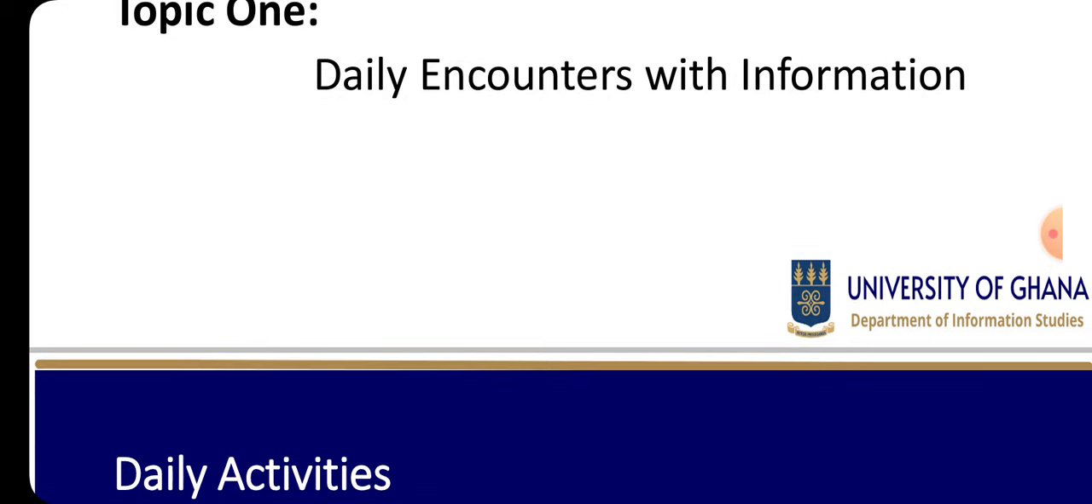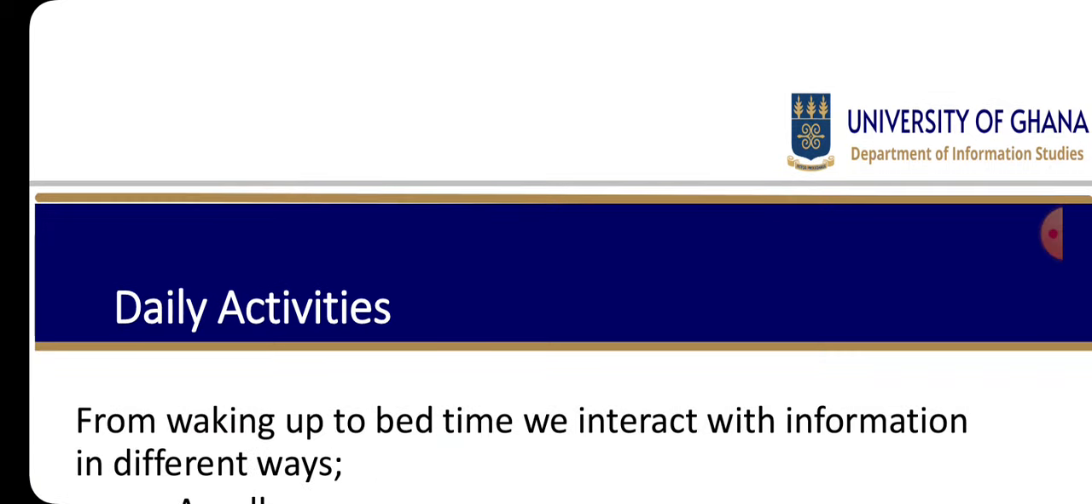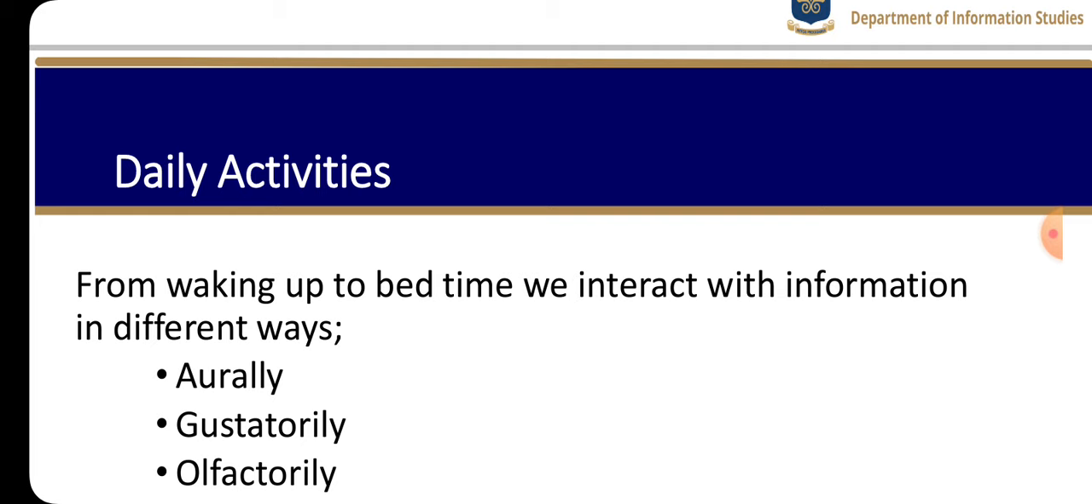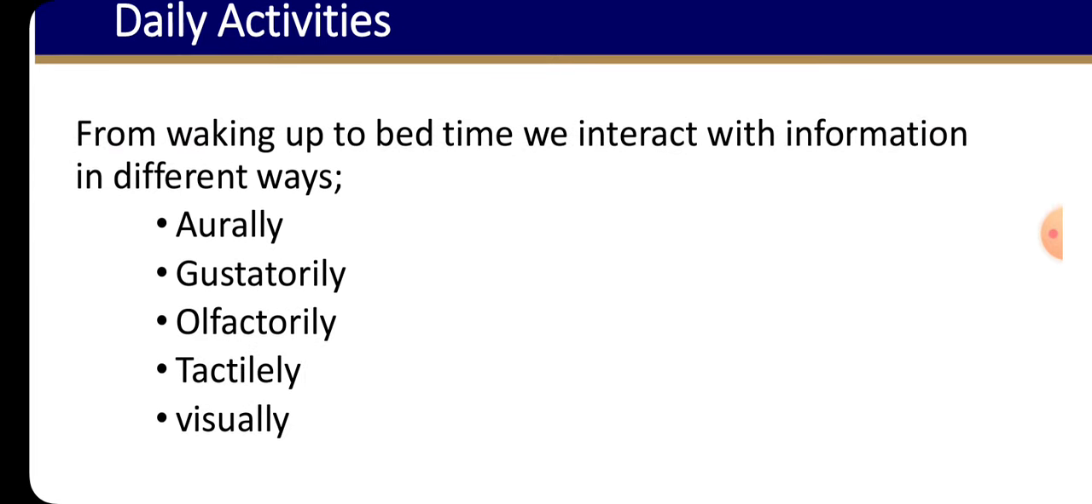So now let's look at how we encounter information in our society. So our daily encounter with information in the society. So we are coming to look at these key features. The moment you wake up from your bed, you interact with information in several ways. When you wake up, it could be that you didn't intentionally wake up. You heard a sound somewhere, or you heard a cock crowing, and that's how come you woke up, right?